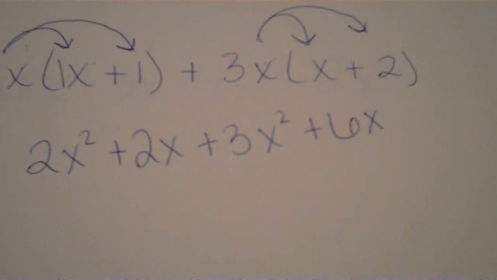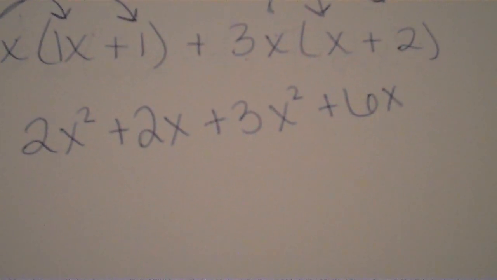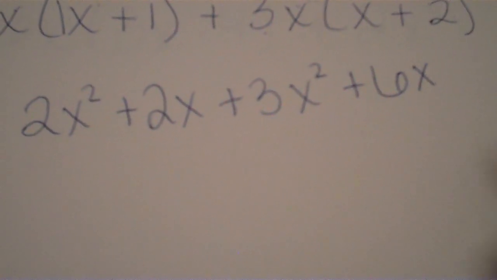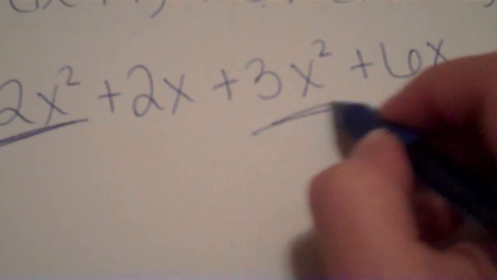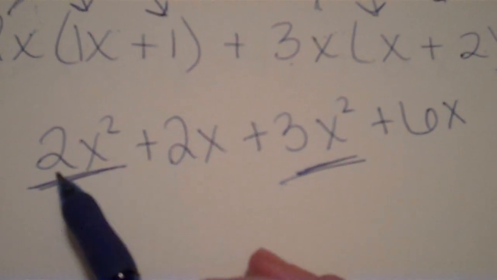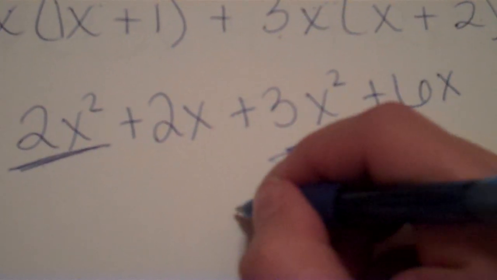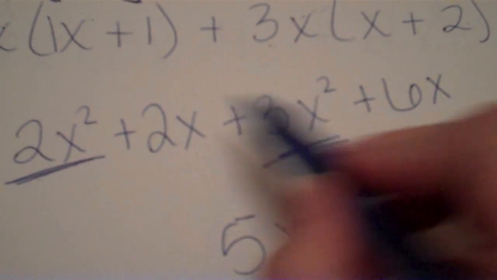And then we're going to combine what's alike. And you've done this before. Remember, when you add, you do nothing with the exponents, but you can only add what's alike. So this is an x squared, and this is an x squared, but nothing else is. So I can combine these two things. 2 plus 3 is 5. And remember, when you're adding or subtracting, you do nothing with the exponent.